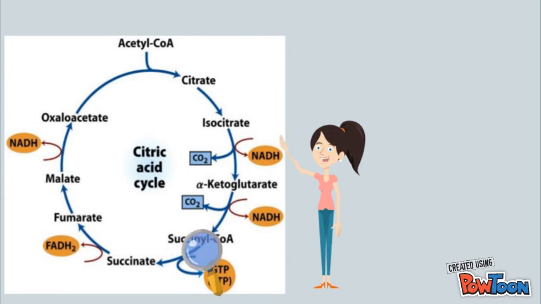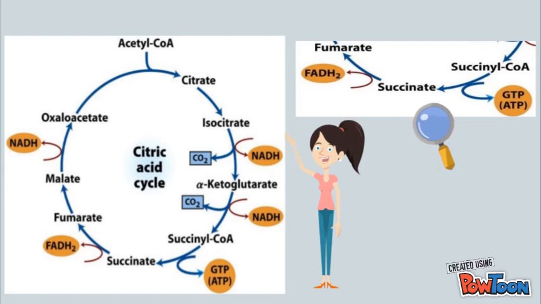In step 5, succinyl-CoA releases coenzyme A and phosphorylates ADP into ATP. However, some cells use GDP instead of ADP to form guanosine triphosphate. The 4-carbon molecule produced in this step is called succinate.